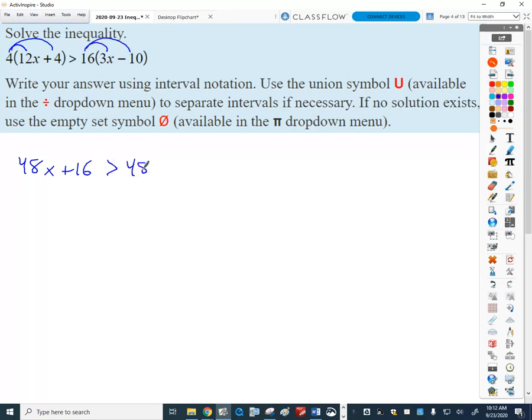48x minus 160, right? Give me a thumbs up if I did that correctly. No mistakes? Good. All right. Now what?